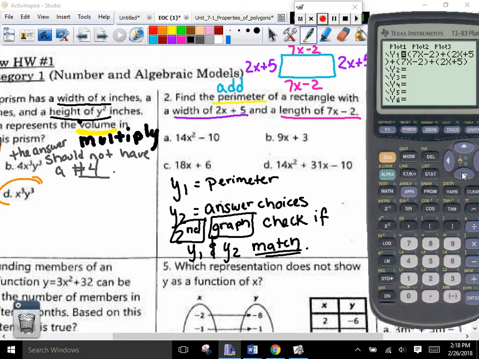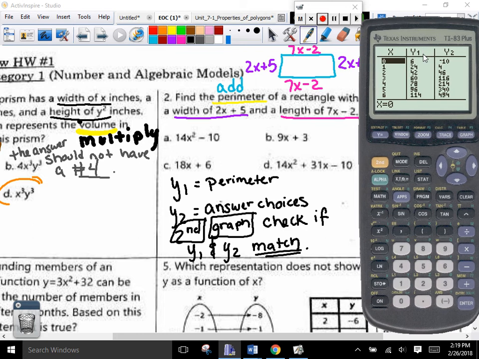Now that I have all my sides, I move down to y2, and I'm going to put my first answer choice. So my first answer choice is letter A. So I'm going to put 14x squared minus 10. Then I'm going to press second button, graph, and I am going to look at my table. So notice how I have on my table, I have y1 and I have y2. And I'm going to check to see if my numbers match.